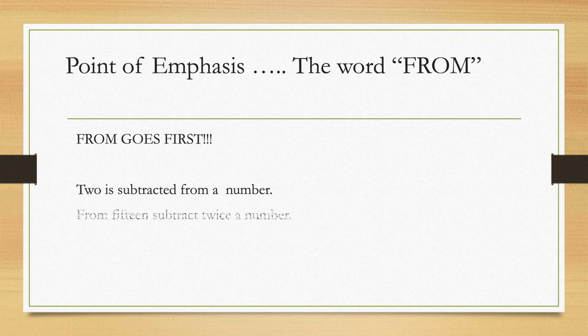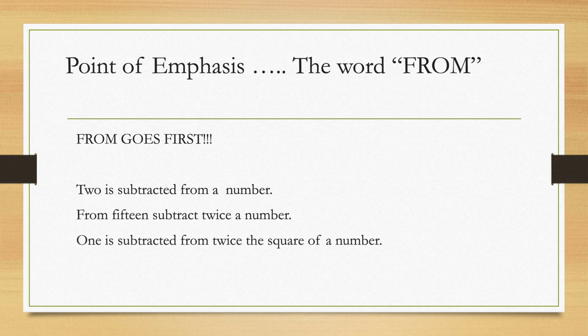So you're going to try these 3 right here. Stop and start. I'll give you the correct answers in just a minute. Okay. 2 is subtracted from a number. The number has to go first. We get n minus 2.